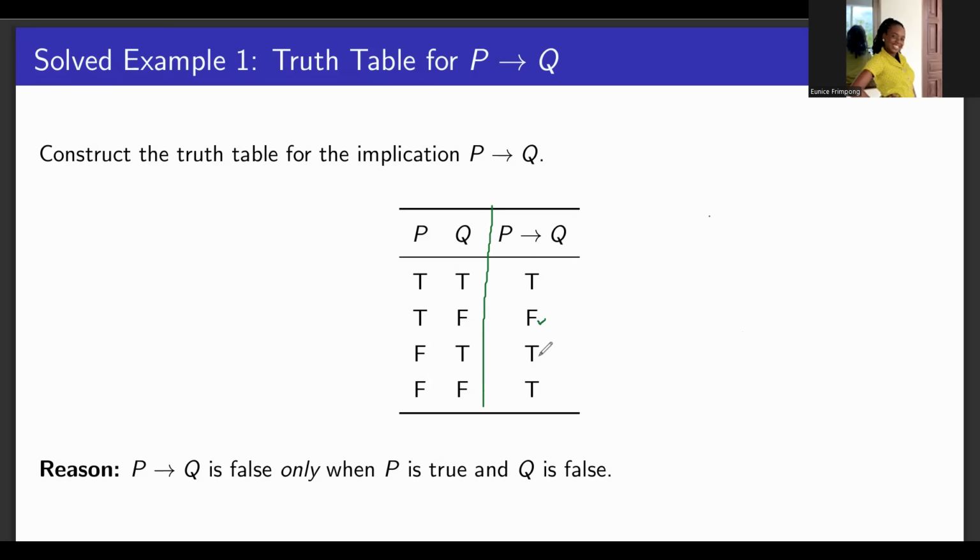For example, when P is true and Q is true, it is true. When P is false and Q is false, it is true. When P is false and Q is true, it is true.